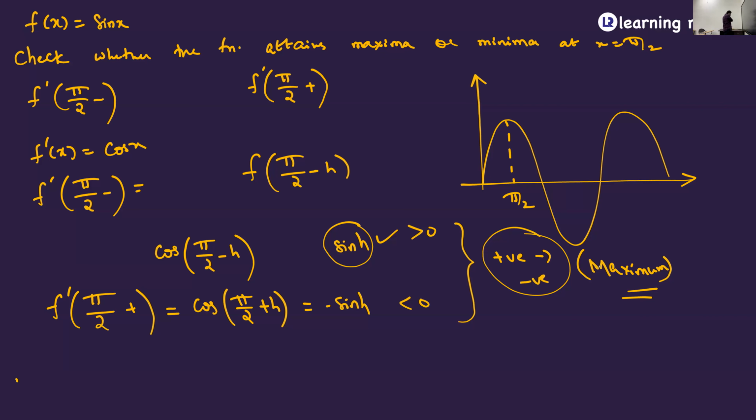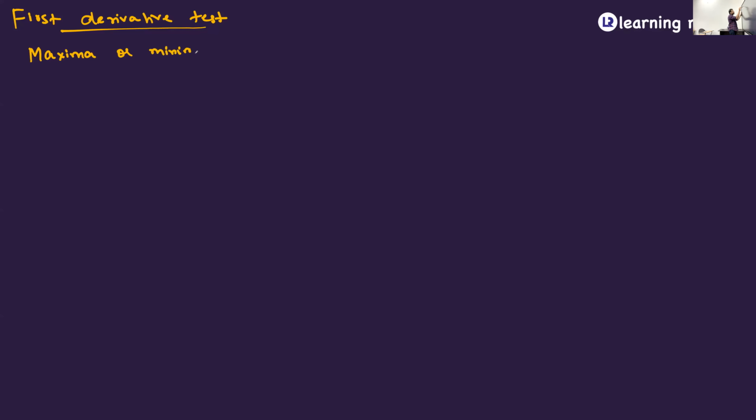Now I told you this method we are not going to use because it is very tedious. It's lengthy. So is there another way in which we can find the same maximum or minimum? That's what we are going to see. Okay, now make a note of it. First derivative test to find maxima or minima.